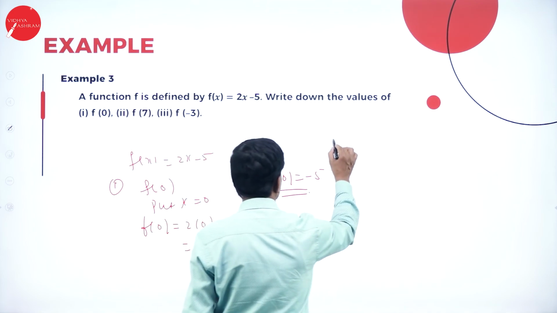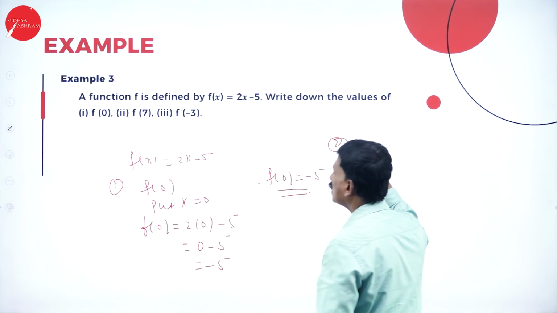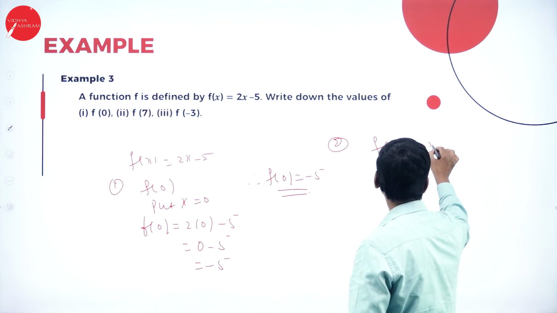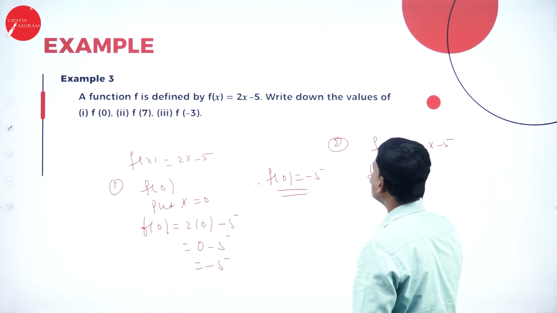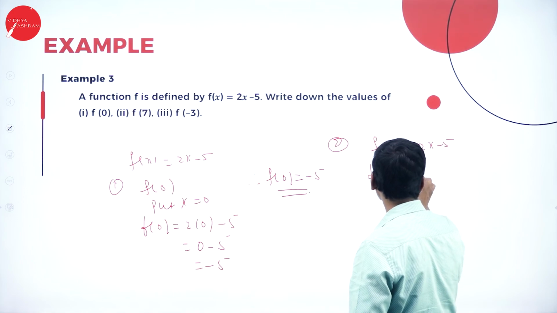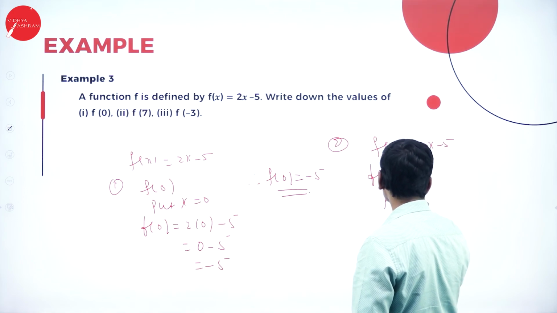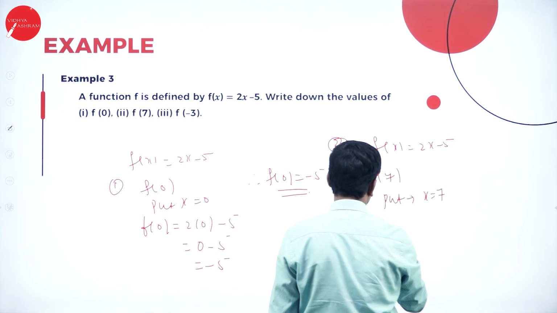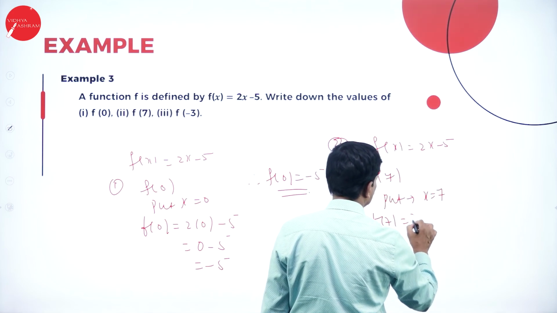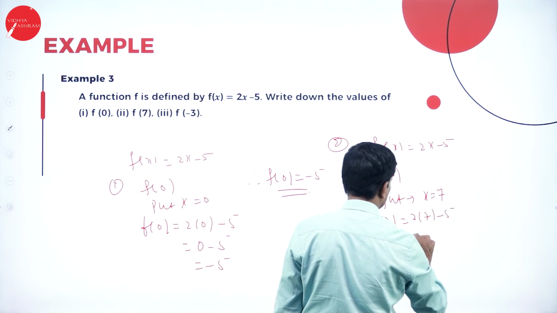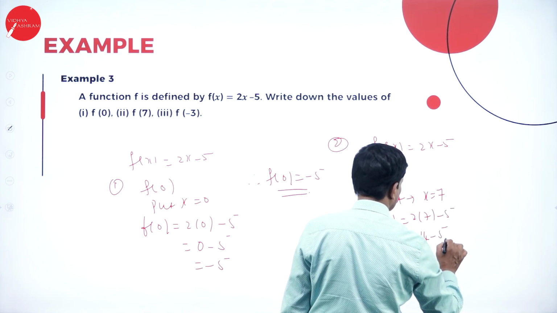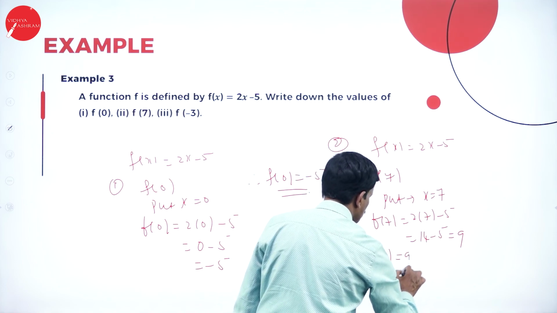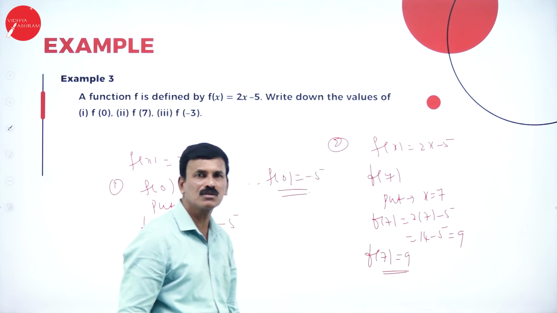Now come to the second one. What is the second one? f of 7. Since f of x is equal to 2x minus 5, put x is equal to 7. Then this becomes f of 7 is equal to 2 into 7 minus 5. 2 times 7 is 14, minus 5 is 9. So therefore f of 7 is equal to 9.